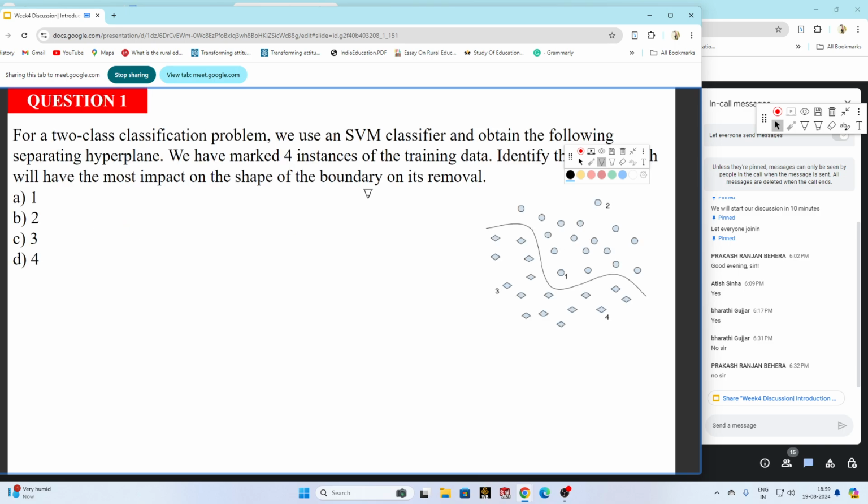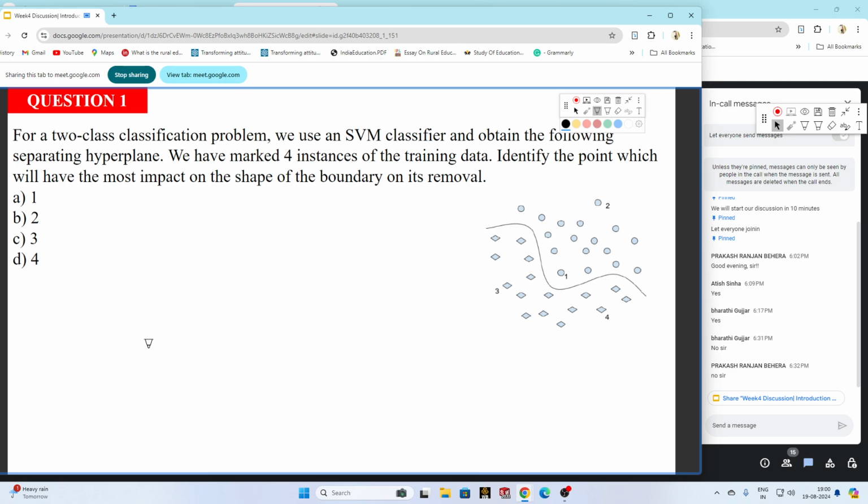Okay, so this is the first question. For a 2 class classification problem, we use an SVM classifier and obtain the following separating hyperplane. We have marked 4 instances, or 4 data points, of the training data. Identify the point which will have the most impact on the shape of the boundary on its removal: 1, 2, 3 or 4. So any guesses for this? Okay, 1. Anyone else? Yeah, 1.